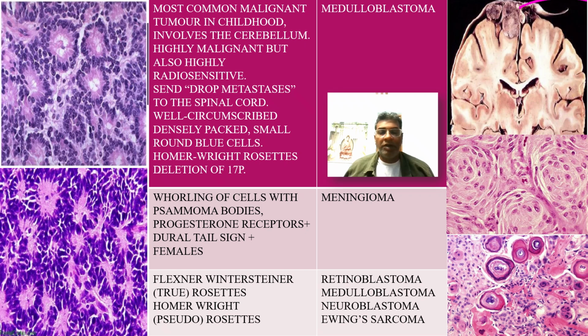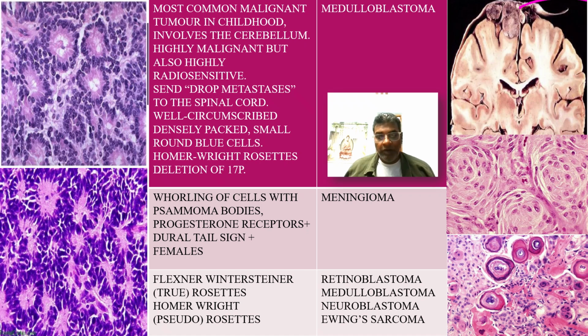After the gliomas, next primary brain tumors are medulloblastomas. These are the most common malignant tumors in childhood involving the cerebellum. They are highly malignant, but they are also highly radiosensitive. They show a characteristic metastasis, that is drop metastasis. They will send drop metastasis to the spinal cord. Medulloblastomas are well circumscribed lesions, densely packed with small round blue cells. They also have Homer Wright rosettes. Deletion of 17p is seen in medulloblastoma.